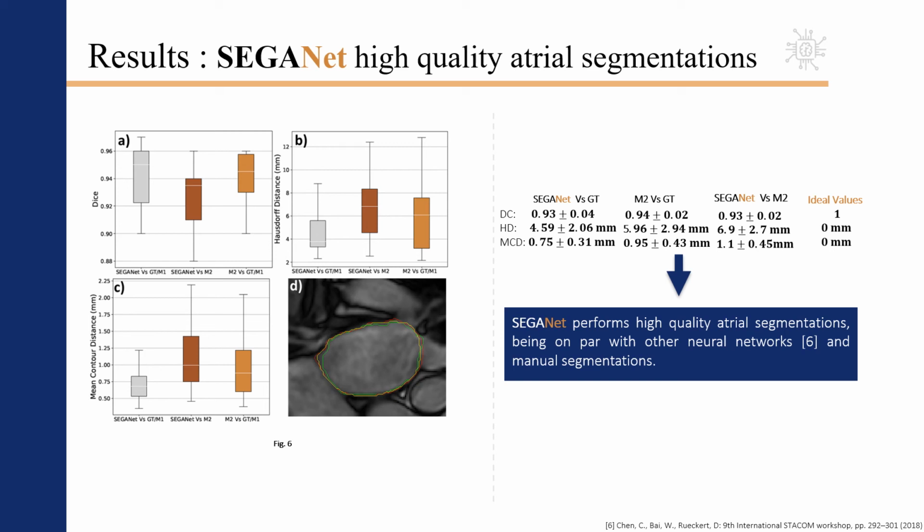in one representative slice. In yellow, we have the SEGANet automatic segmentation. In red, we have the manual M2 segmentation, the additional segmentation. And in green, we have the ground truth segmentation. By taking the mean for all the metrics, we can also see that SEGANet performs high-quality atrial segmentations, being on par with other neural networks and with manual segmentations.